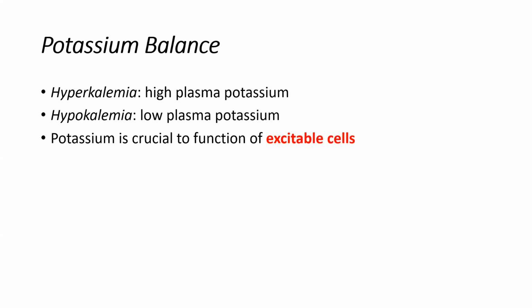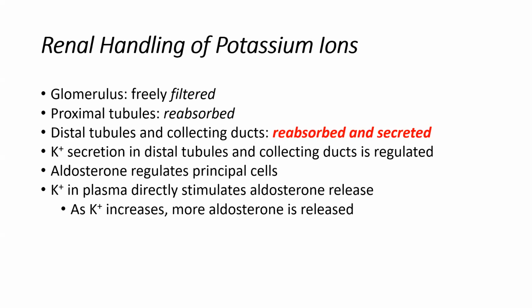Potassium is crucial to the function of our excitable cells as well. Again, we're talking about the action potential occurring in muscle cells, occurring in neurons. And we know that potassium is required for that function. So we want to keep potassium very much regulated, and we neither want it in high concentrations nor low concentrations.